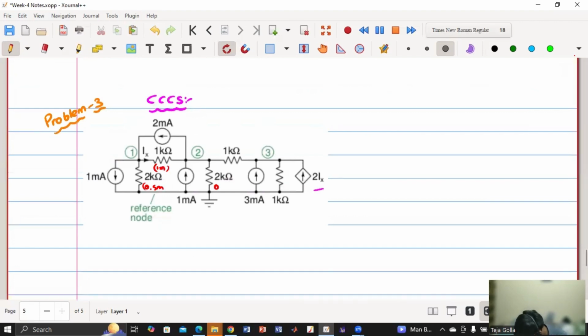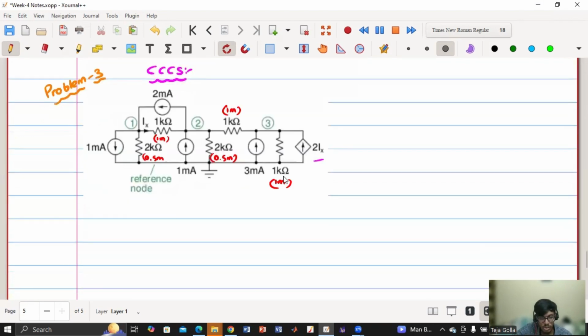Okay, and this is also 0.5 milli, and again this is 1 milli, and this is also 1 milli. So we'll do the same thing. First, we'll write the KCL at node 1. So can anyone tell me? At node 1 we have A11, A12, A13. A11 means the summation of the conductance at node 1. A12 means the negative of the conductance between node 1 and node 2. A13 means the negative of the conductance between node 1 and node 3. So can someone help me with this? How to write this equation at node 1?